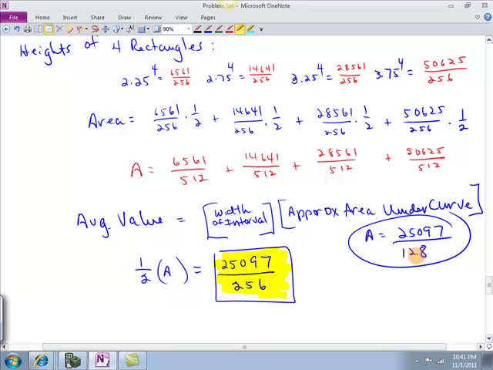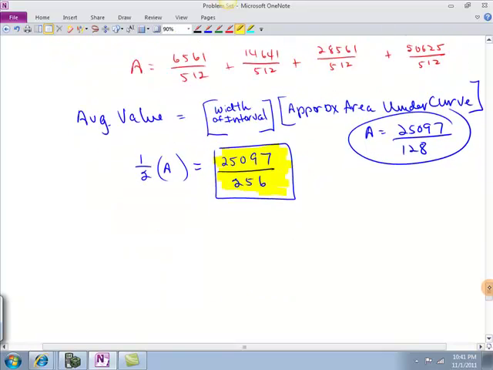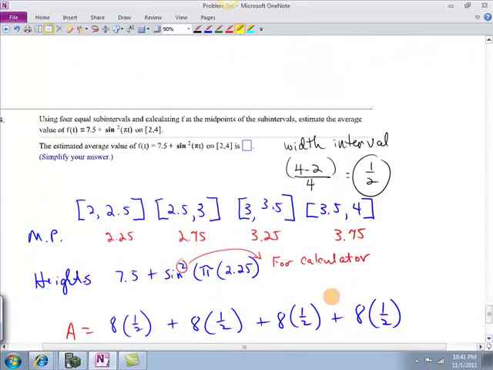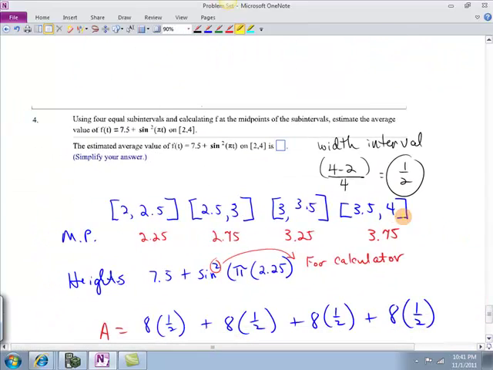I guess when we reduce that, I didn't do those on here, but I'm thinking that's what we got. And then when you take half of that, because that was the width of the interval, we ended up with this. So this would be your final answer. Okay. All right, and number 4, same kind of problem.